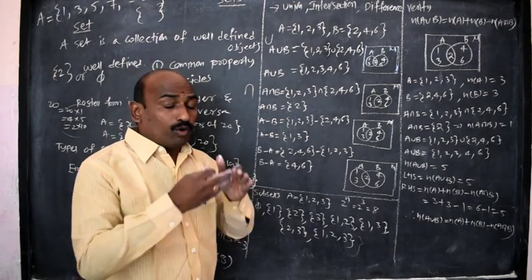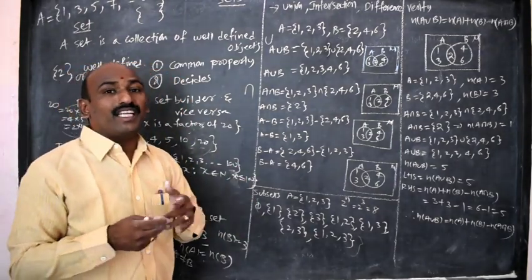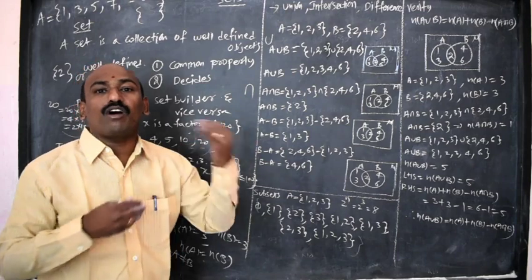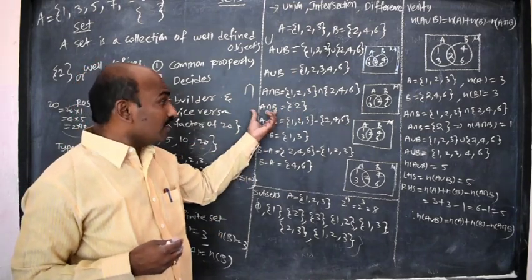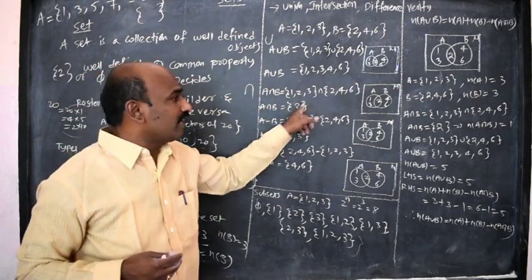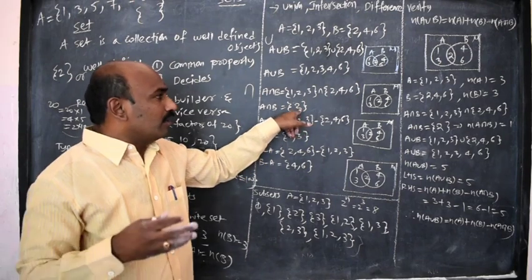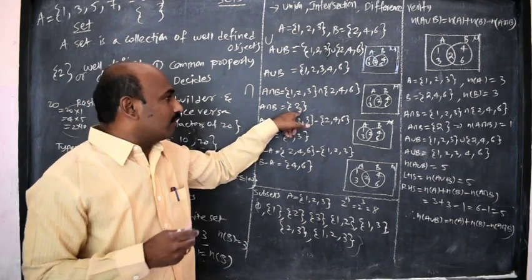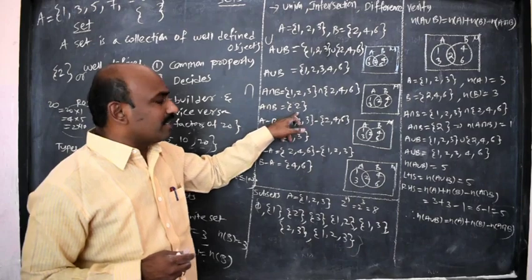If both are disjoint sets, in that case we will write the intersection as empty. If there is no common element, we can take it as empty. Here 2 is a common element, so we write the single element 2. If some more elements are there, we will take all. Here A intersection B is nothing but 2.